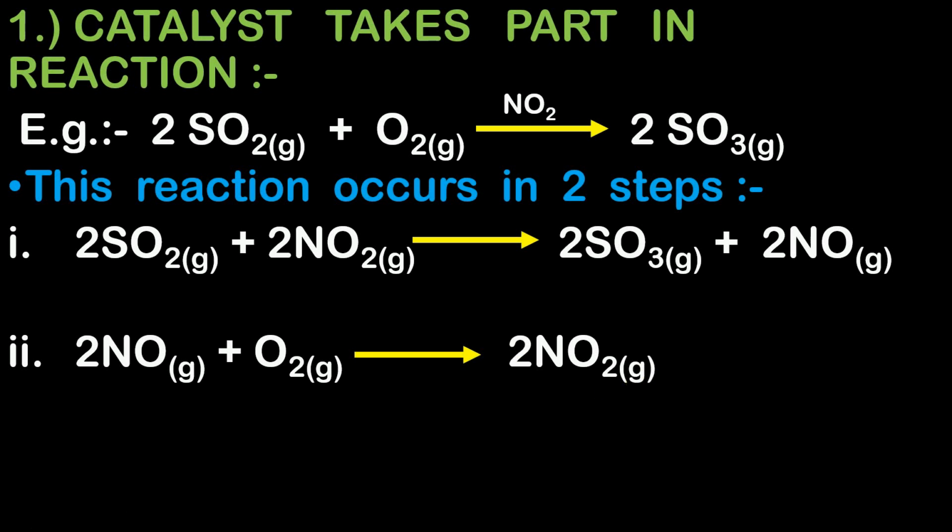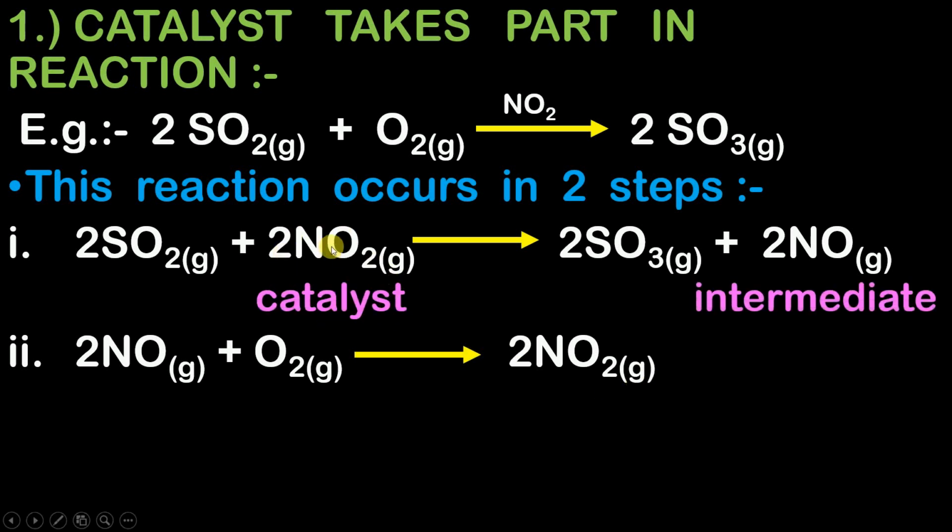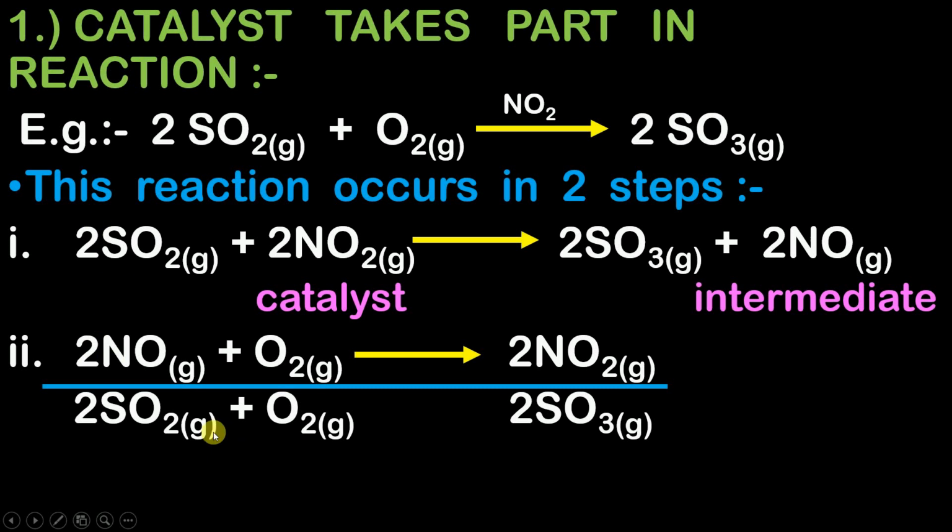Okay, now here obviously this is our catalyst, and this product that we get, NO, is called the intermediate. And obviously this 2SO3 is nothing but our product. Okay, this is our main product that we require. Now guys, obviously when you are going to add both these reactions, what you are going to get? You are going to get 2SO2 plus O2 giving you 2SO3.